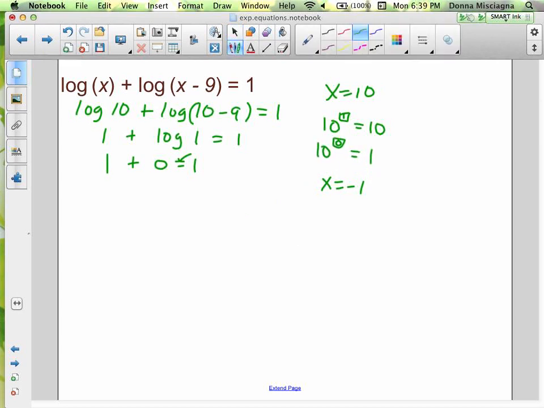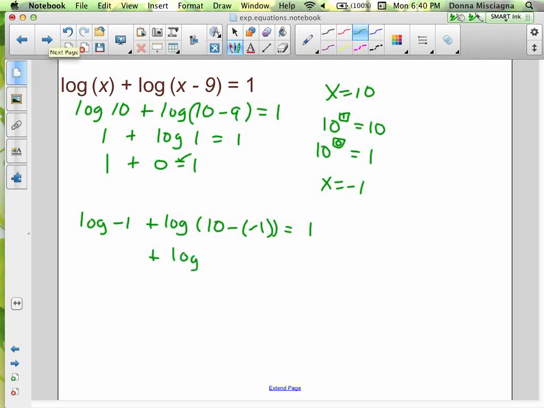All right, let's check the second one. So log -1 plus log 10 minus -1 equals 1. Well, you could simplify minus a -1. That's going to be 11.